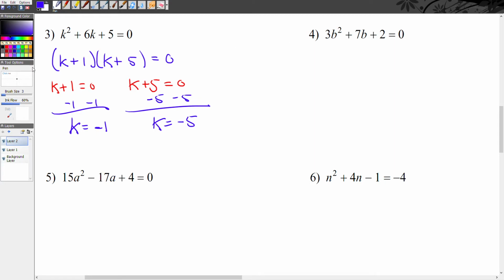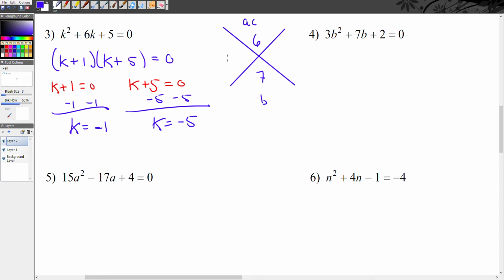All right. This next example over here, number 3. Now this one is a little bit different because look at our a value. Our a value is not 1. So we're going to go ahead and use the concept of the diamond method. Okay? So I'm going to put my x over here. Remember that in the top section, I'm going to do my a value times my c value. So AC, so 3 times 2, that's 6. And in the bottom, I'm going to put my b value, that's 7.